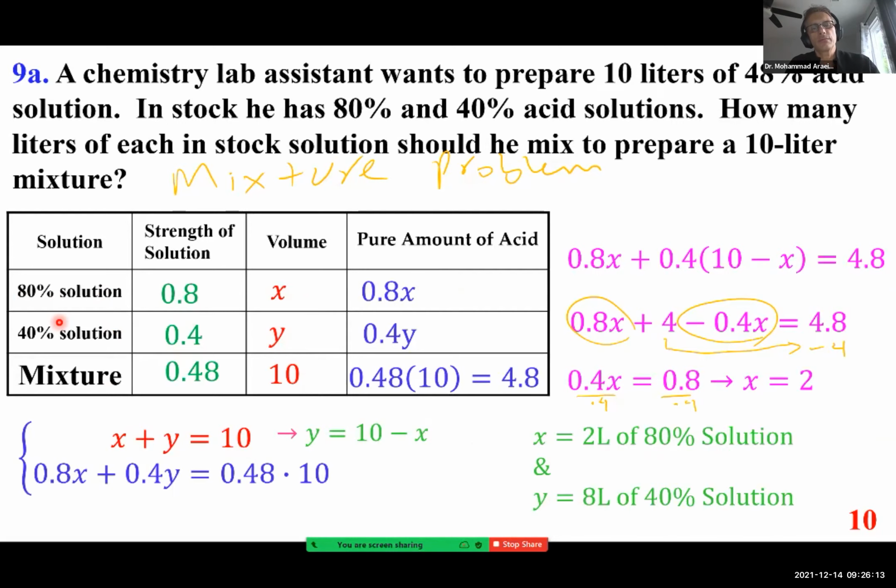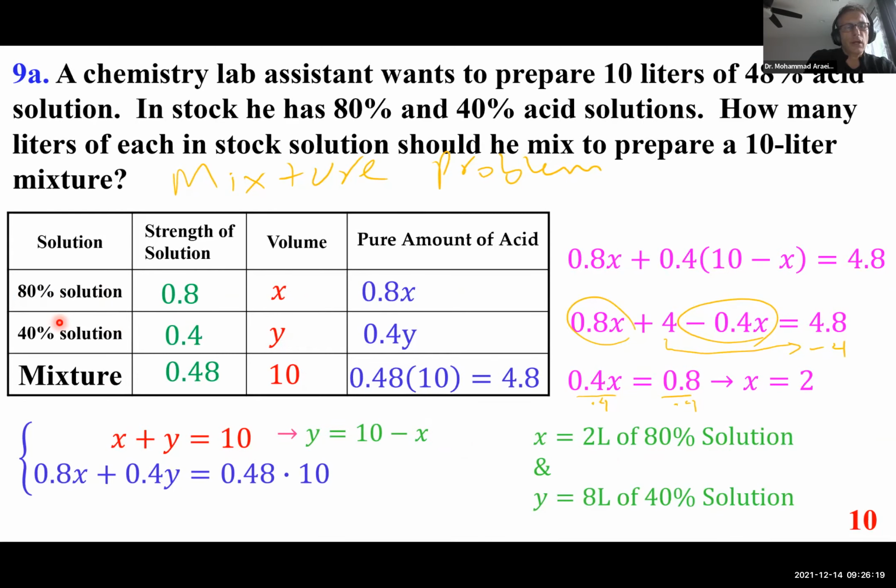Very straightforward. And notice we use the first equation together. I highly recommend you check with the second equation. As always, check and recheck.